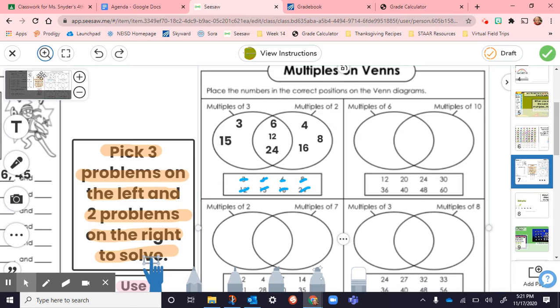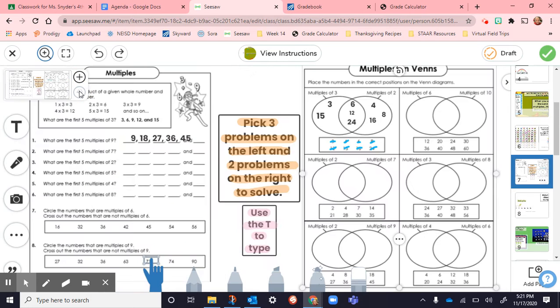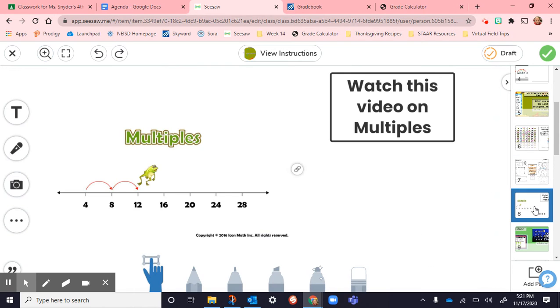So students can pick, again, they need to do 2 more problems on the left, and then another one of these, so they can pick which one they want to do on the right. And make sure that you're using the T to type so it looks nice and neat. And then they watched this video here. And that was the end on multiples.